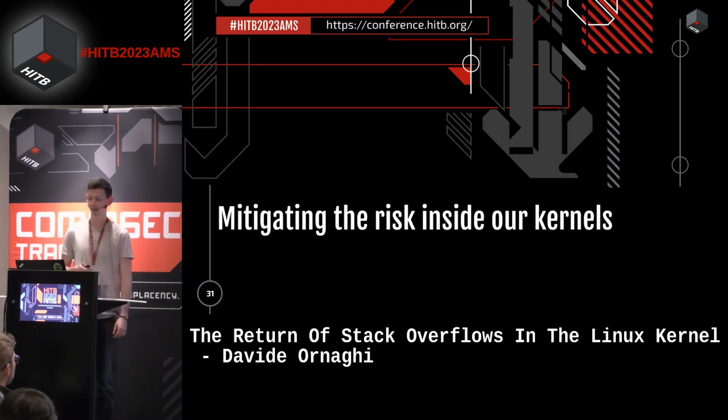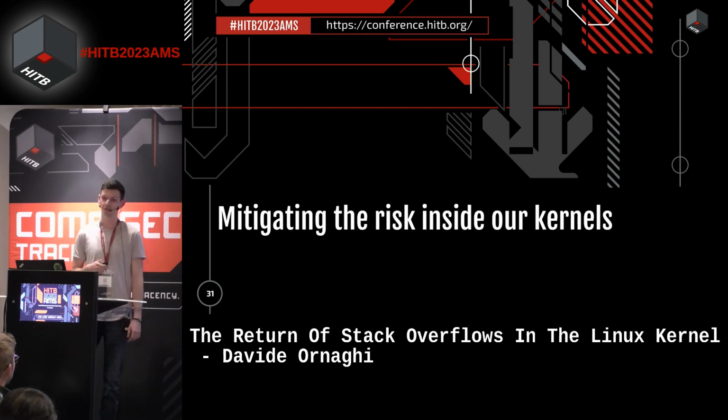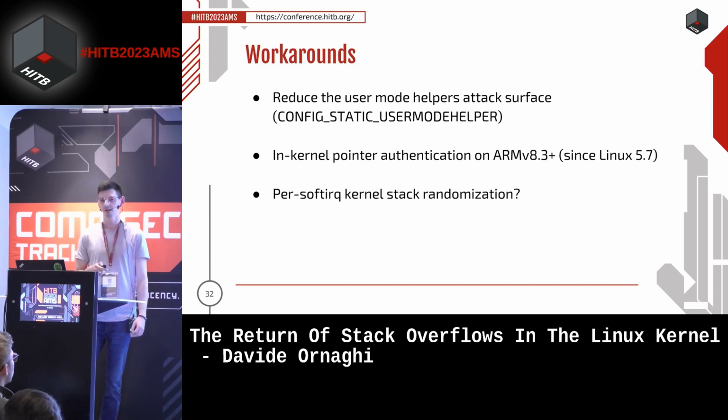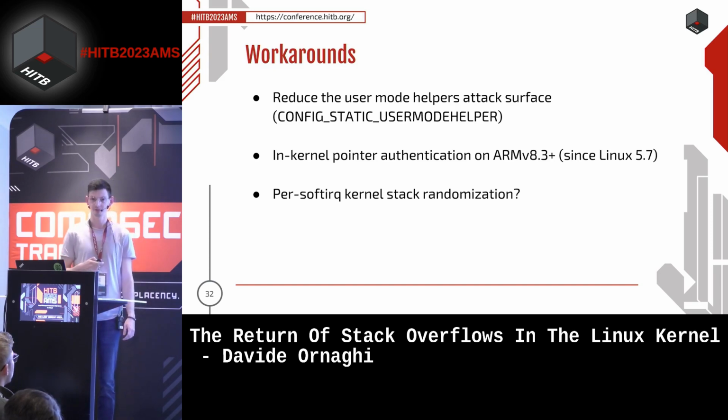So how can we mitigate the risk inside our kernels? We have been working with the Linux Foundation to come up with more stable solutions. Of course, we have workarounds. You can configure the usermode helper as a static variable. That means you cannot overwrite the modprobe symbol anymore. It will be ignored, and only the one used at config time will be used. Or they already thought about it, at least on some architectures.